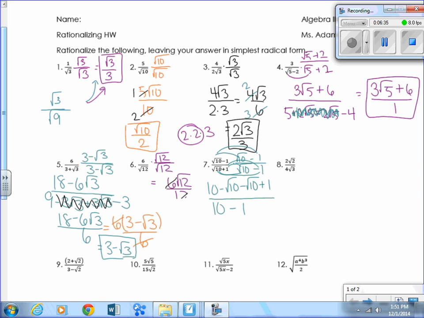So let's combine some like terms. In the numerator, this is going to give me 11, because I combine my 10 and my 1. And then when I combine these radicals, I get minus 2 times the square root of 10. And then this is all over 9. And nothing is going to cancel, so this is your final answer.